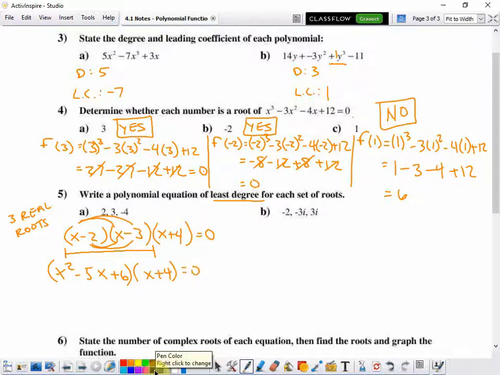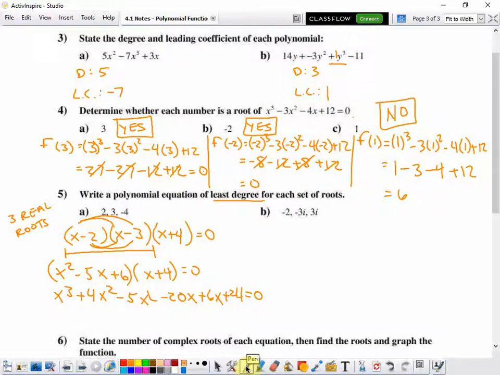Okay, then we'll distribute all of these to all of these, so I've got x squared times x is x cubed. X squared times 4 is 4x squared. And negative 5x times x is negative 5x squared. Negative 5x times 4 is negative 20x. 6 times x is 6x. And 6 times 4 is 24. Okay, so there's my equation.